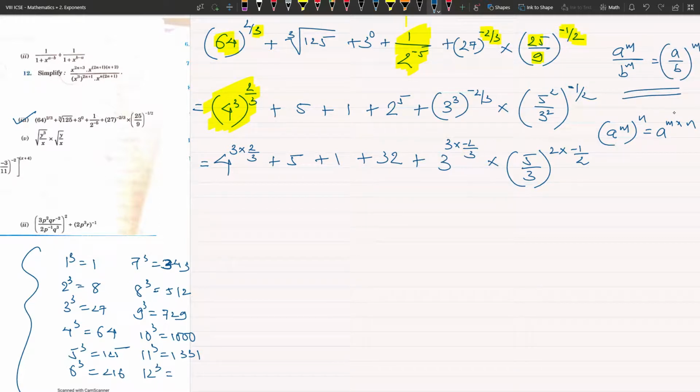You remember this law? Yes. Using this law, the common power of the 2 I took outside. And here there was another number raised to, I multiplied both. Now I can simplify. See, this 3 will cut. I get 4 square plus 5 plus 1 plus 32. This 3 will also cut, this becomes plus 3 raised to minus 2 times, this 2 will cut, and this will become 5/3 raised to minus 1.